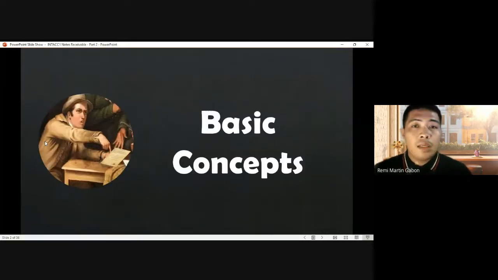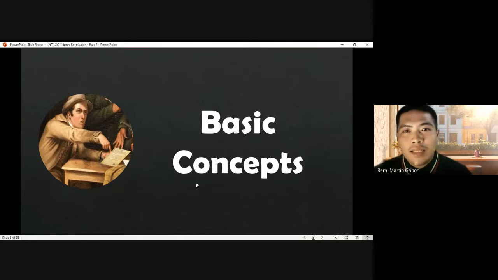So let us start with the basic concepts. Yun nga pala, guys, before I forgot, if you can notice, yung nasa picture, tingnan nyo yung guy, meron na siyang hawak na papel. Promissory note yan, guys. Wala lang, patalastas lang yan.